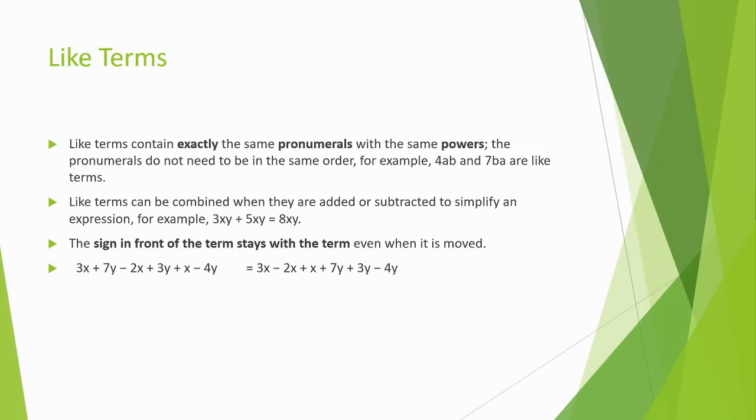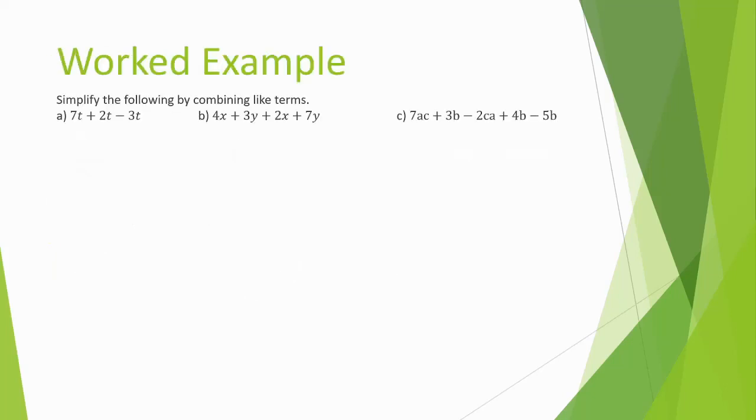So I've got my 3x minus 2x, and you notice that minus stayed with the 2x, plus x, plus 7y plus 3y, and then at the end is the minus 4y, and we can look at the like terms. So we've got all the x's at the front: 3x minus 2x plus x, and then all the y's: plus 7y plus 3y minus 4y, and we can combine those to make 2x plus 6y. Now it's important that we work down the page and make sure our equals are under each other. So here are some worked examples. You can pause the video now, try it yourself, and then come back and have a look at our workings.